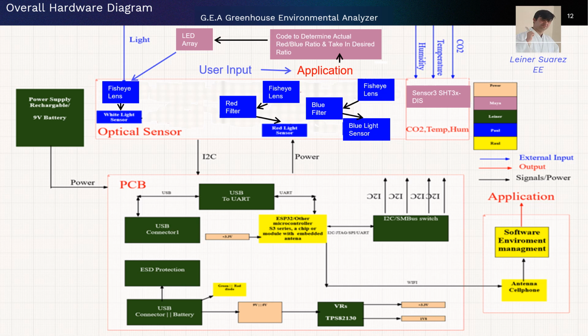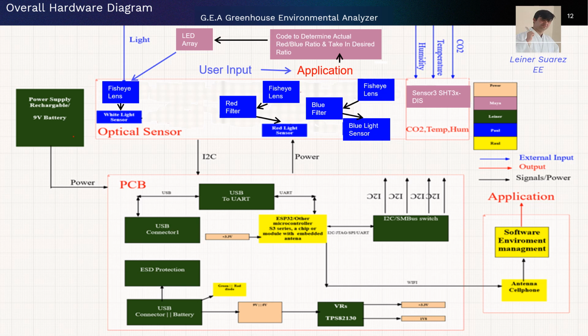We have a power supply that can be a 9-volt battery or a 5-volt USB connector. That power will be supplied through the USB connector or through the battery. It depends, and if it's through USB, it's going to go to a USB to UART communication chip that goes to the ESP32, and the ESP32 will send the signal to an I2C switch. This IC splits one I2C line into four I2C lines.